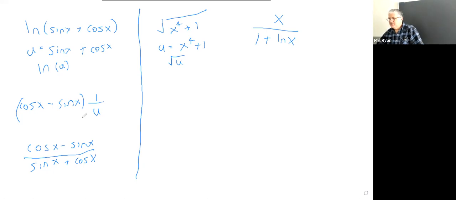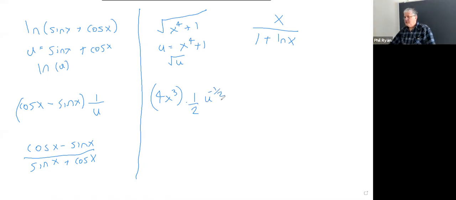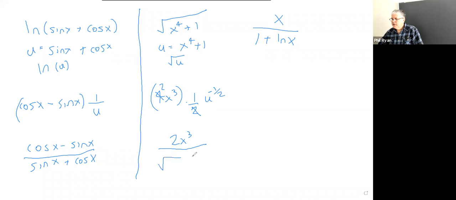So now we just do the two derivatives, 4x cubed times 1/2 u to the minus 1/2. And again, we do a bit of cleanup now. This time we see that the 2 goes into the 4. So we get 2x cubed on top, and on the bottom square root of x to the 4th plus 1.